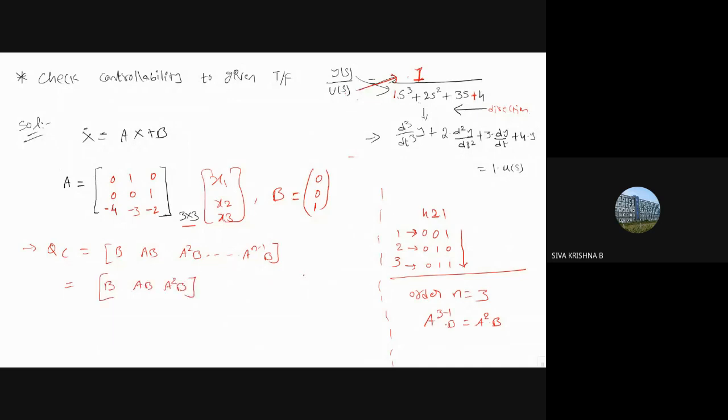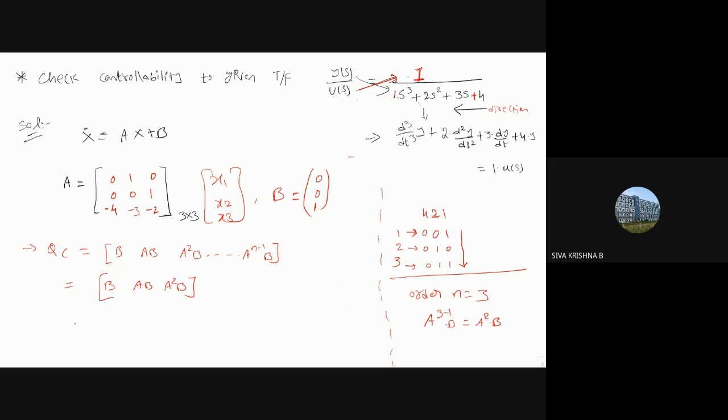Suppose the order becomes 4, say the given question has order 4. Then A power 4 minus 1 becomes A power 3. Then A power 3 into B also gets added, one more column. So and so on we will increase like this, depending on the order of the matrix. Okay, now we will find this matrix and then we will find the determinant of the given matrix.